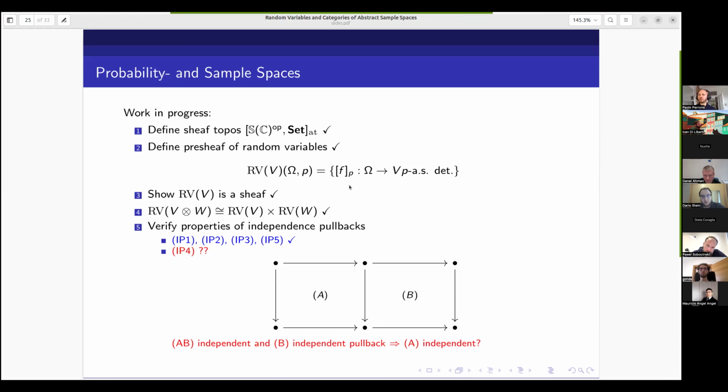The only point where I'm stuck is that out of the five axioms that Alex has written down for independent pullbacks, I can show four of them. The fifth one is open. So if anyone wants to have a look at it, this is the property. If we put two squares next to each other, and the big square is independent and B is a pullback, then is A independent?